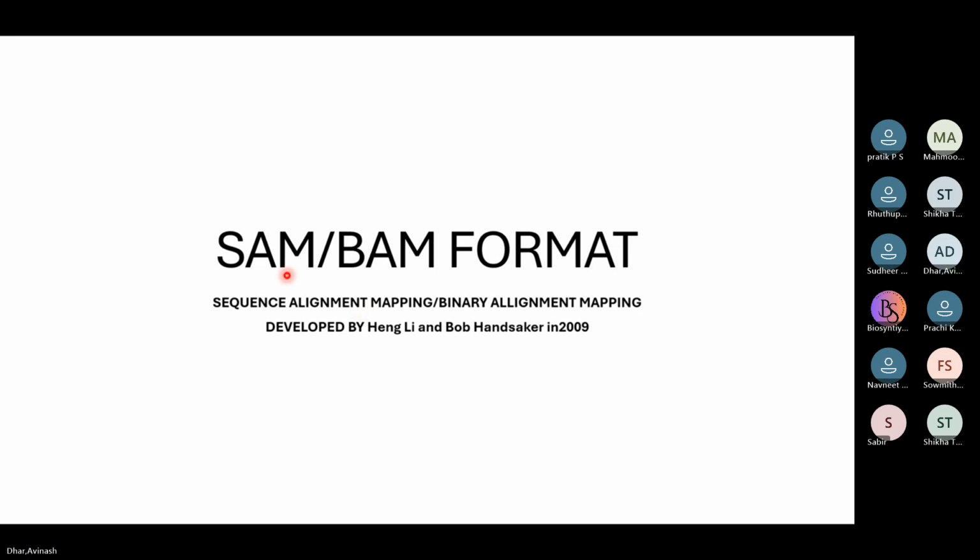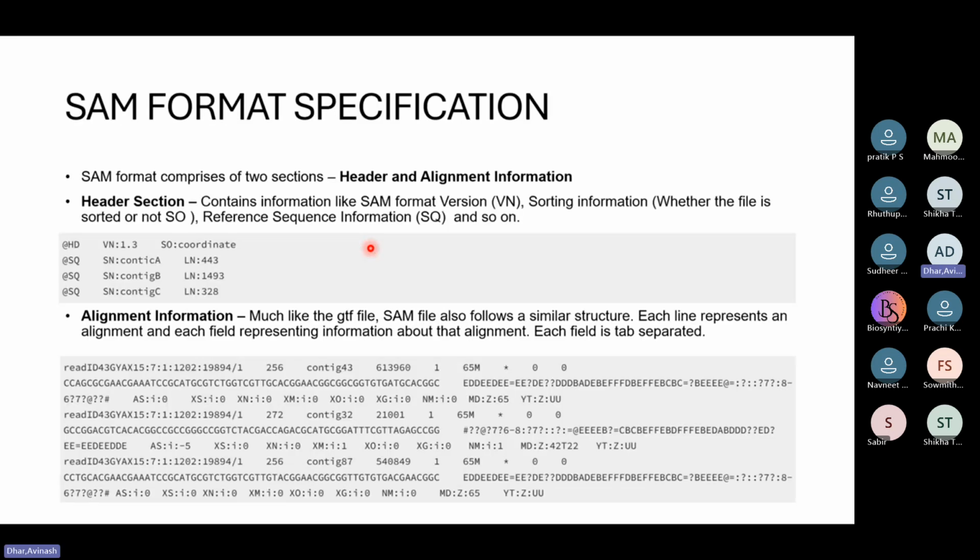So both these formats contain exactly the same information. SAM is text format and BAM is compressed SAM format. So whatever information is present in SAM, its compressed version is present in the BAM file. Now there are two sections of a SAM or BAM file. One is the header section and second is the alignment information section.